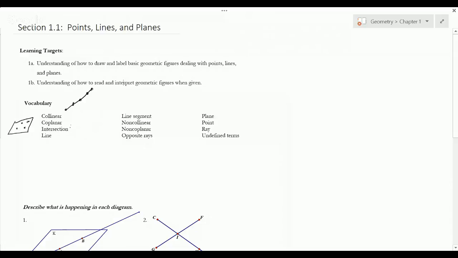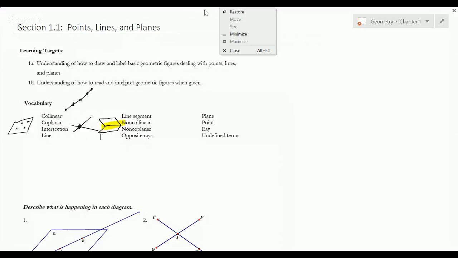Intersection, remember an intersection, two lines are going to intersect at a point. But when you have two planes intersect, if I have a plane here, and then I have a plane that goes here, these planes actually are going to intersect at this line right there. So lines intersect at a point, planes intersect at a line.